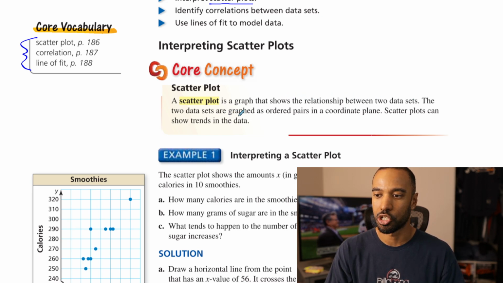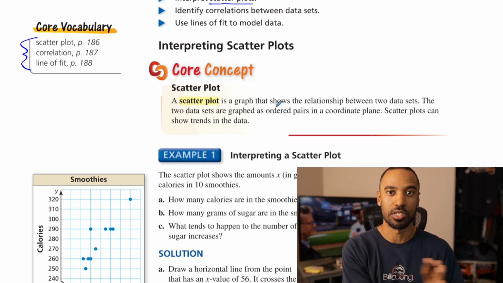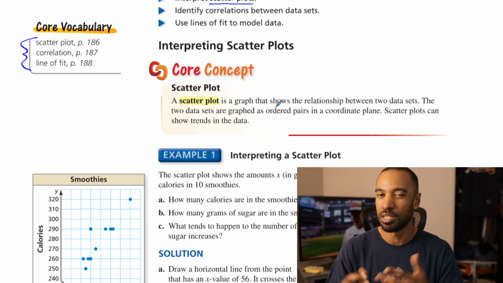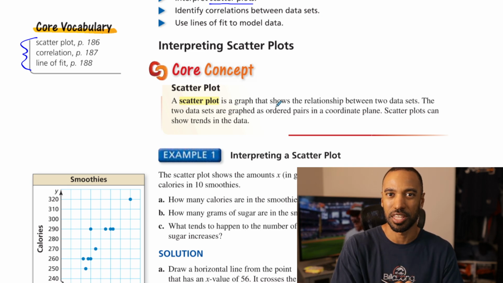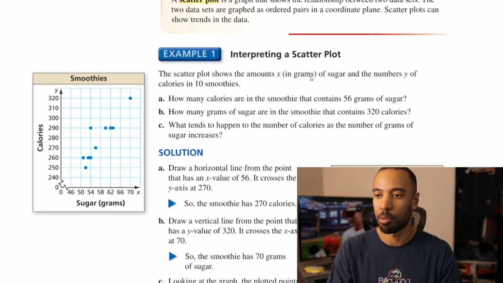Scatter plots can show trends in the data. So by a trend, you can say, as X increases, what do you tend to see with Y? And because we're only doing things in a linear basis, we're probably only going to see ones that are linearly based, meaning not too many things with curves. Or we'll talk about them just to say that they're not linear. We'll see. So example number 1, interpreting a scatter plot.